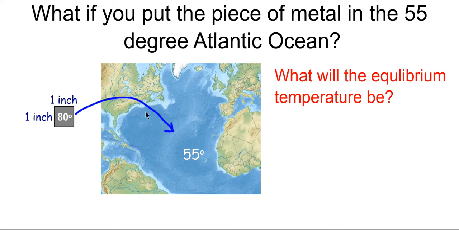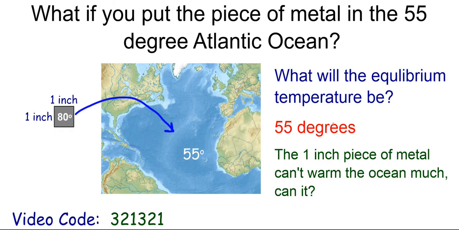So it's going to lose all of its heat. It's going to fall to 55 degrees, and the heat that goes into the Atlantic Ocean is not really going to raise it at all, is it? So, using your common sense, then, the equilibrium temperature will be 55 degrees. It says here the 1 inch piece of metal can't warm the ocean much, can it? No. So when there's a lot of water around it, it's just going to go down to 55, reach that temperature of a huge amount of water around it, and that'll be equilibrium.